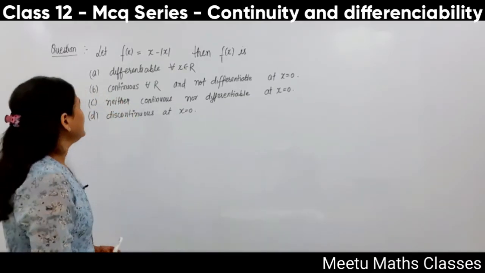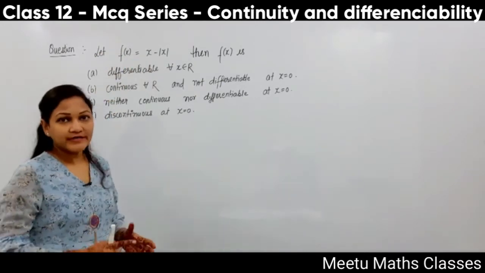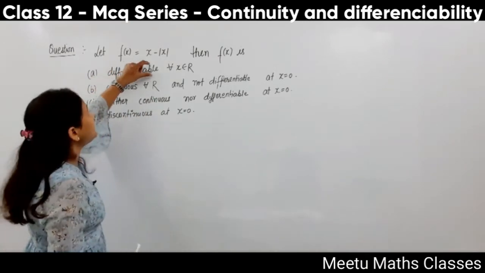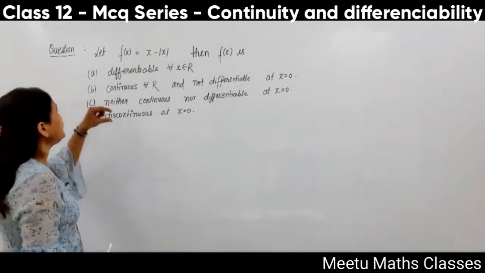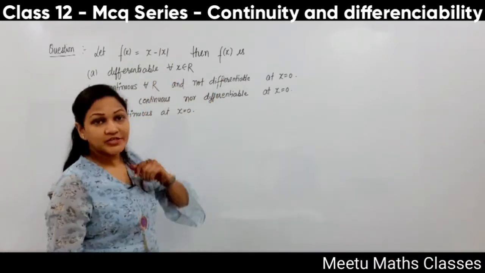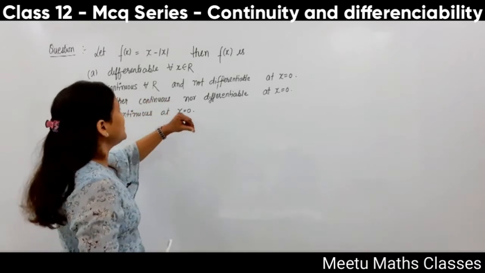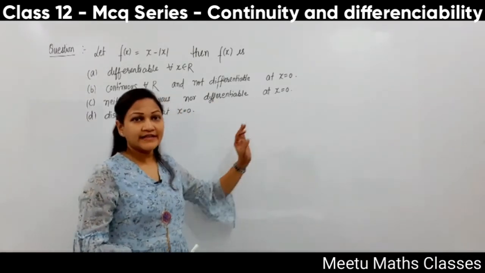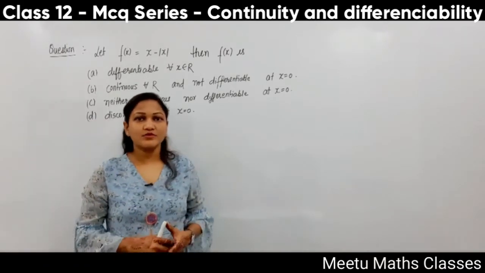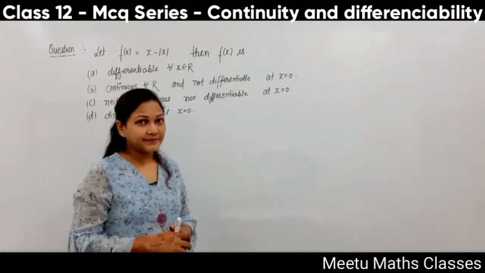Your next question is, let f(x) be defined as x minus modulus x. Then f(x) is differentiable for all x belongs to R; f(x) is continuous for all R and not differentiable at x is equals to 0; f(x) is neither continuous nor differentiable at x is equals to 0; or f(x) is discontinuous at x is equals to 0. So you are supposed to check your function for continuity and differentiability.